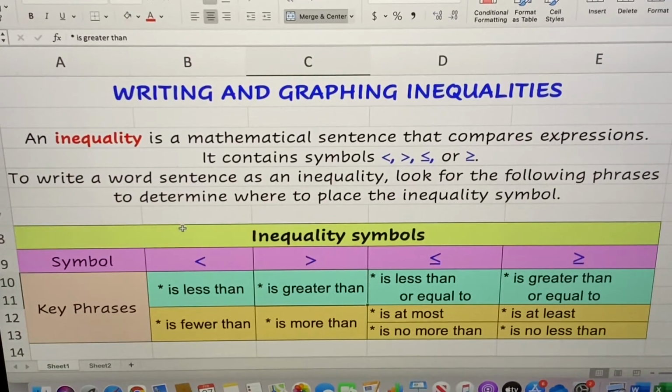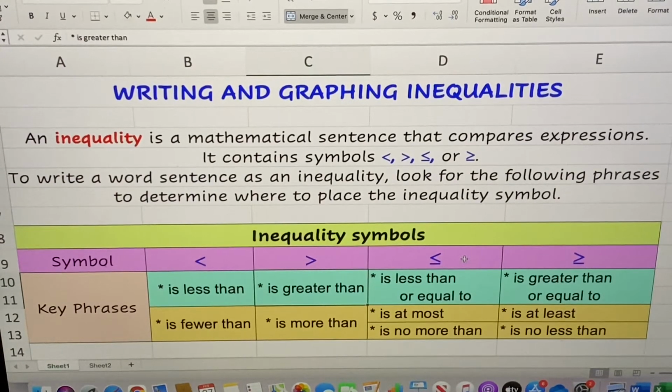To write a word sentence as an inequality, look for the following phrases to determine where to place the inequality symbols. So we have here the inequality symbols and the key phrases. For the symbol less than, the key phrases are is less than and is fewer than. For the greater than symbol, is greater than and is more than.